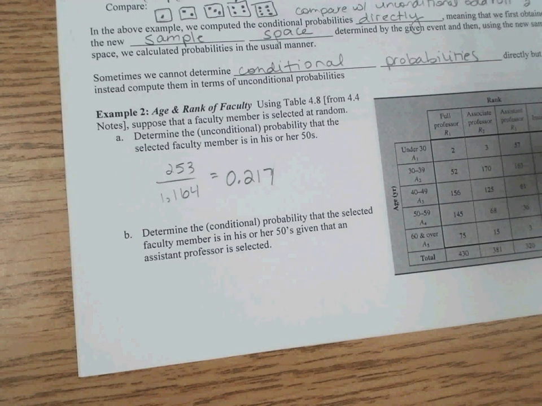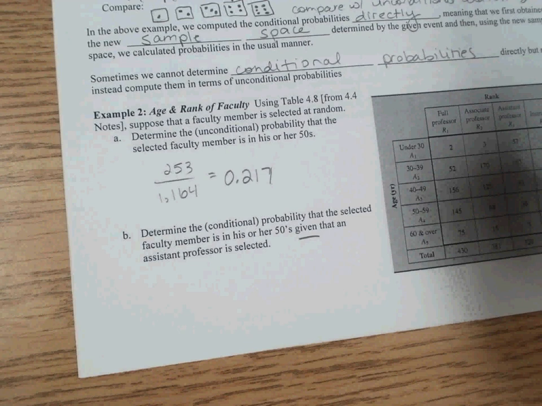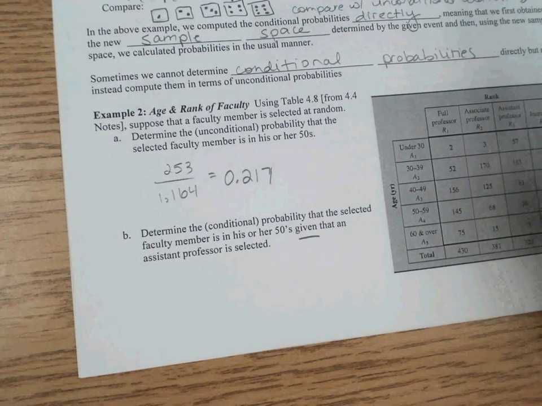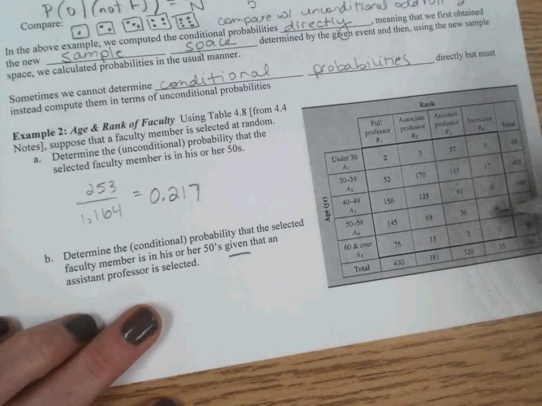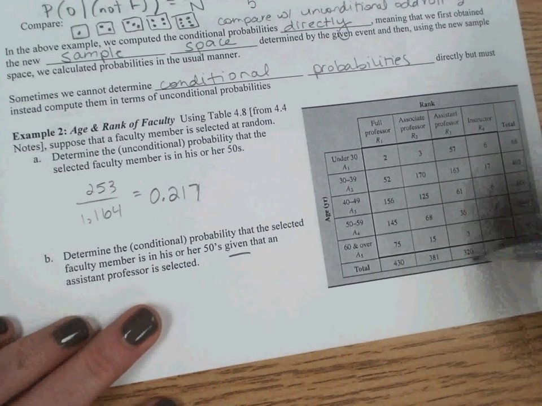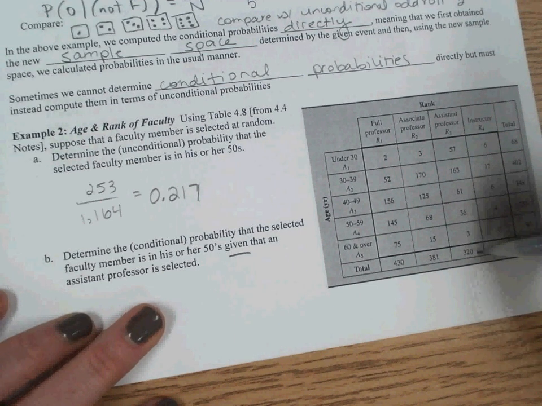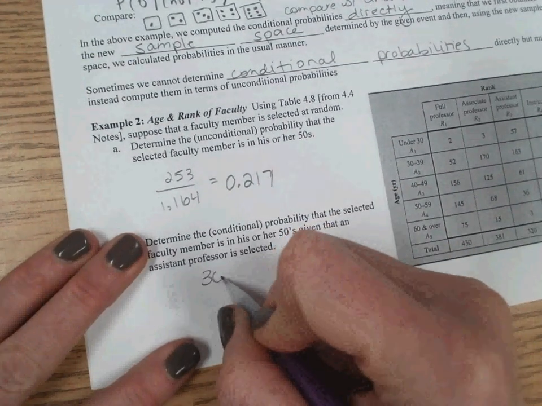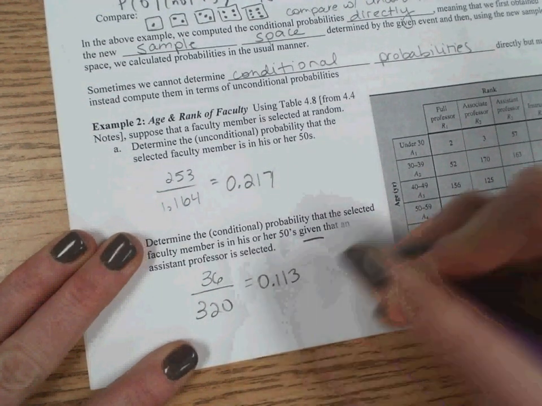And then determine the conditional probability that the selected faculty member is in his or her 50s, given that an assistant professor is selected. So 50s, given that we already know an assistant professor is selected. That would be 36 out of just 320, which is 0.113.